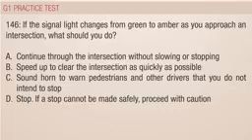Question 146. If the signal light changes from green to amber as you approach an intersection, what should you do? A. Continue through the intersection without slowing or stopping. B. Speed up to clear the intersection as quickly as possible. C. Sound horn to warn pedestrians and other drivers that you do not intend to stop. D. Stop. If a stop cannot be made safely, proceed with caution.